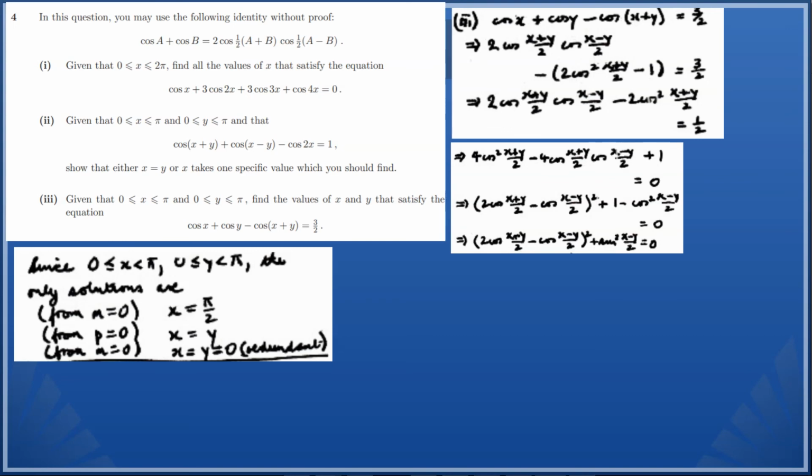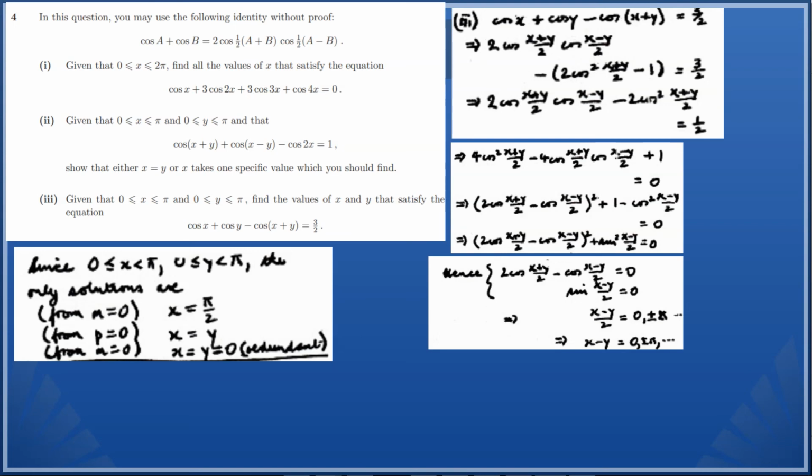Now we can see that we can work with this further, and we now have what looks like a square, where (2 cos((x plus y)/2) minus cos((x minus y)/2)) all squared plus 1 minus cos squared((x minus y)/2) equals 0. It progresses forward there, since we know that 1 minus cos squared((x minus y)/2) equals sin squared((x minus y)/2), using that formula that cos squared of anything plus sin squared of anything equals 1.